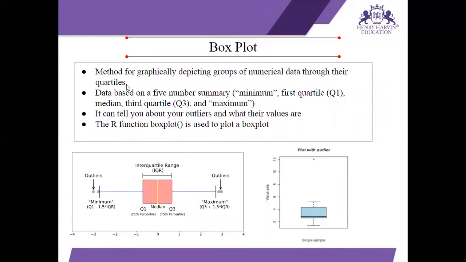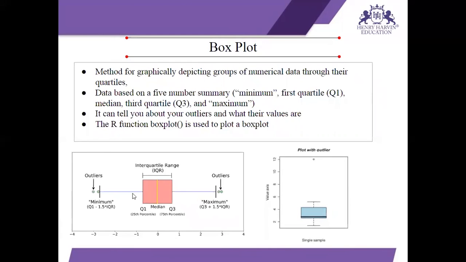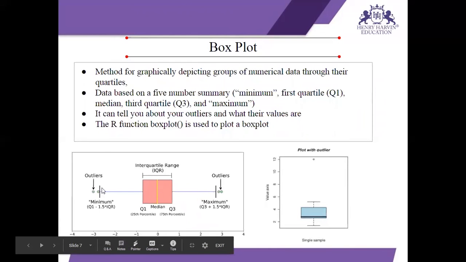Next is box plot, the method of graphically depicting groups of numerical data through their quartiles. So quartiles are the five-number summary of the data set, which includes the minimum value, the maximum value, the median, the first quartile, and the third quartile. So the first quartile is the difference between the minimum and the median value.